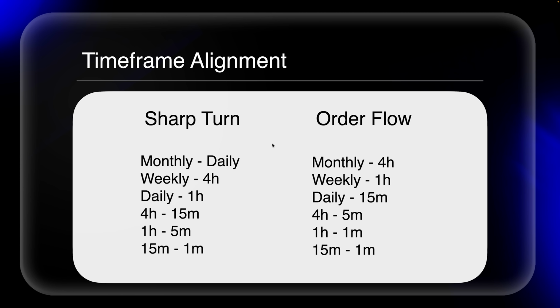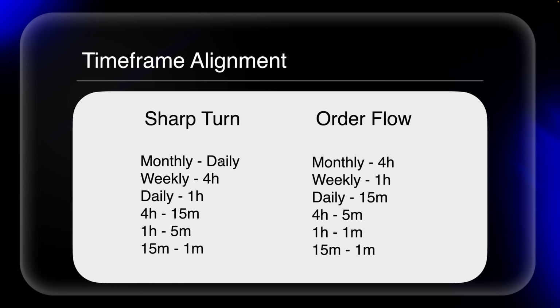Now, I need you to understand, these are the minimums. So don't go below it. Meaning, sharp turn, don't use monthly context area with a 4-hour sharp turn. You can go up, yes, you can use a monthly context area with a weekly sharp turn. That's perfectly fine. But these are the minimums. These are what I like to call the baseline. We can go up, yes, we cannot go down.